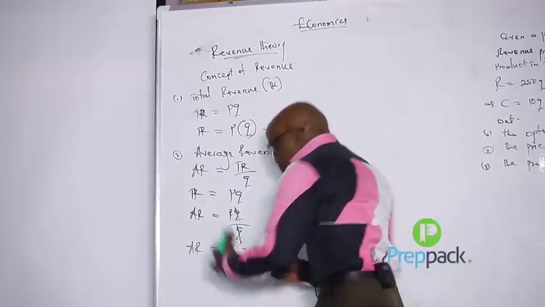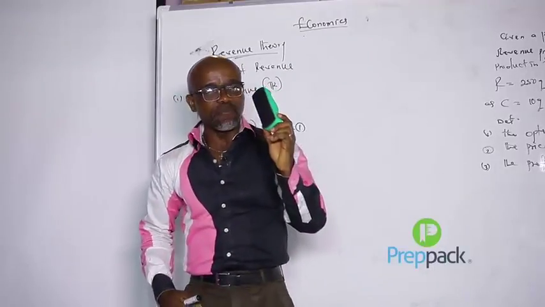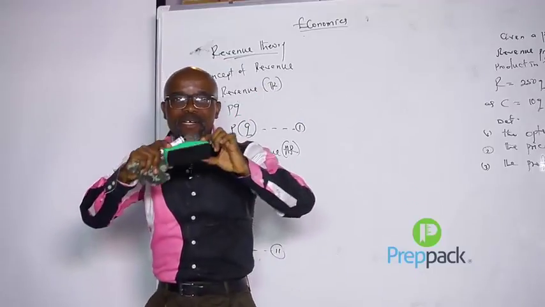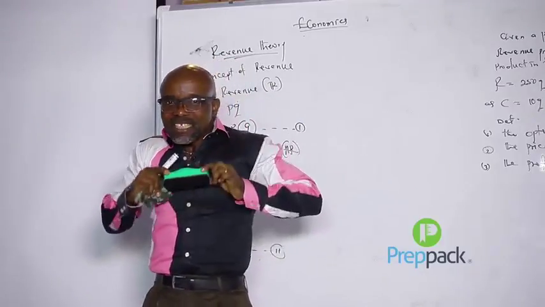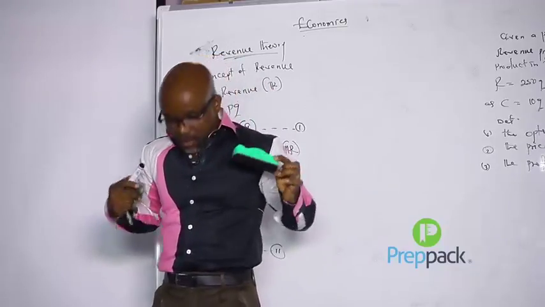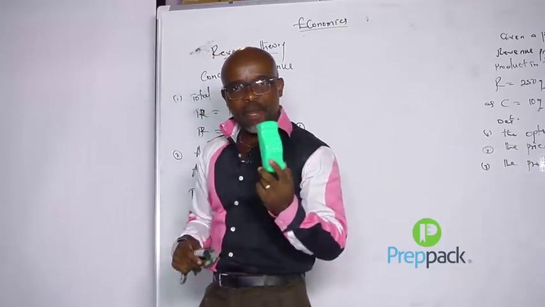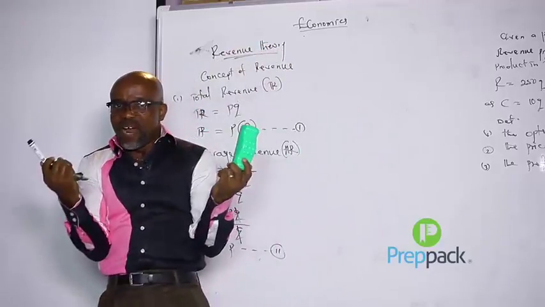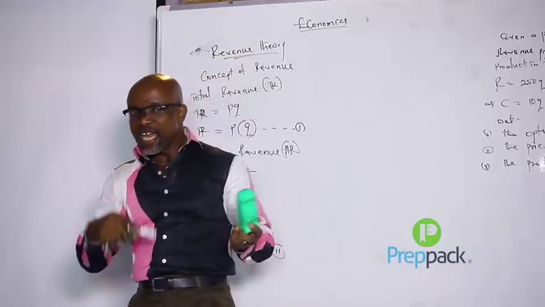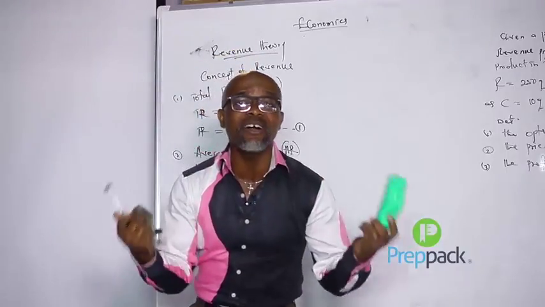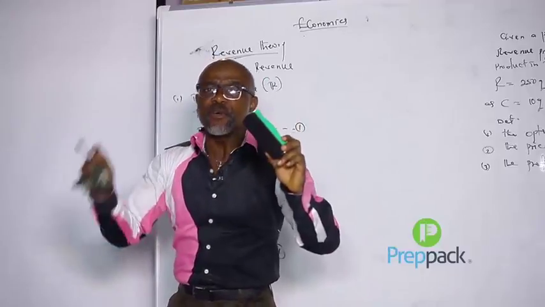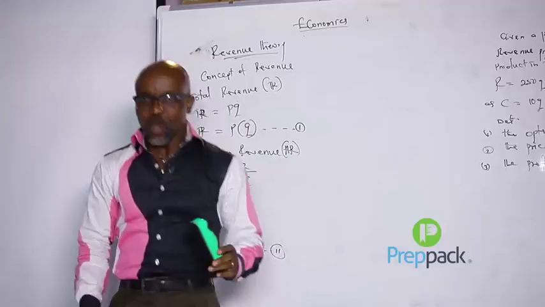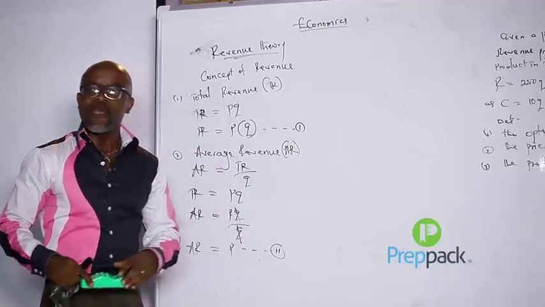For example, if this duster is sold at 100 naira, and the manufacturer sells one, and I ask him, sorry sir, how many of this did you sell? I have sold only one. Now, how much is the price? He says 100 naira. And I ask him again, what is the average revenue? It's still 100 naira, because the amount of money you got from one output sold is the same as the price of that one. Which means your average revenue is the same as price.